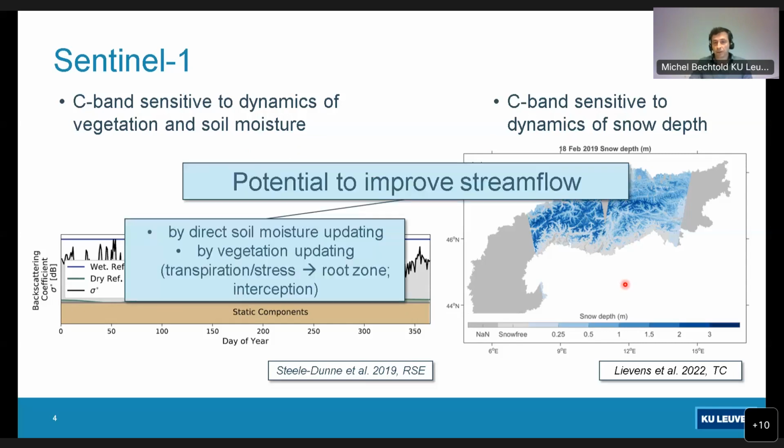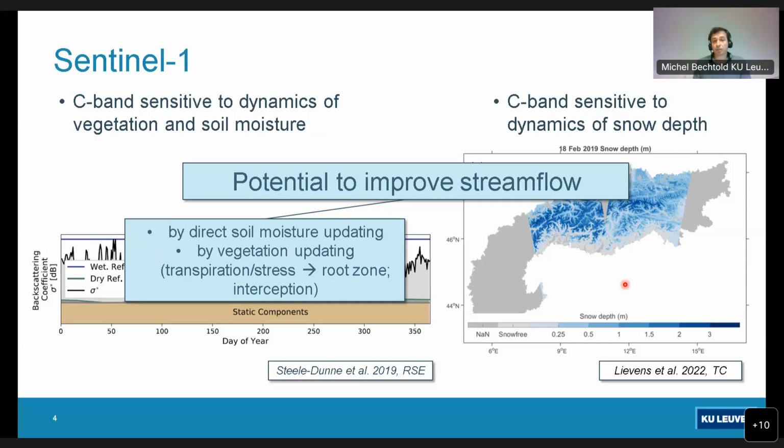Regarding streamflow, with these two different pieces of information that we can get from Sentinel-1, there's a potential, of course, to improve streamflow estimates, either by directly updating soil moisture, because soil moisture controls the partitioning of rainfall into surface runoff and infiltration, and then also controls the deeper infiltration and the base flow process.